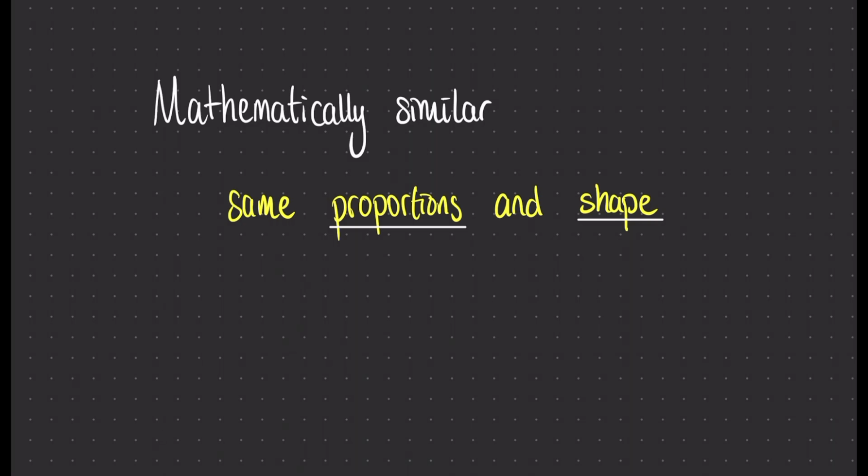One way to think about what I've just said is that if we take a shape and enlarge it to produce a second larger mathematically similar shape, each part of the original shape will correspond to a particular part of the new shape. Let me show you an example of that.